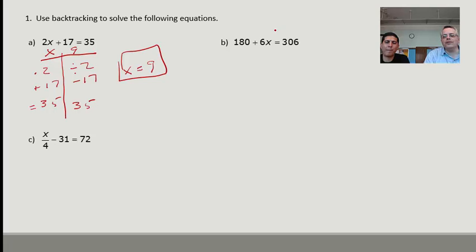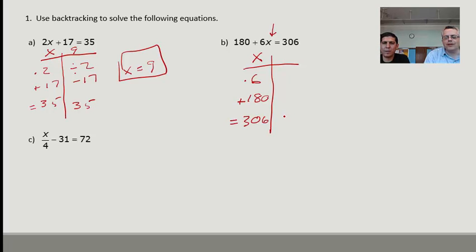All right, example number 2. This time the variable is over here, so we have to write this in terms of x. Always locate x. We're writing a sentence, and it starts with our number x. We're going to be multiplying by 6 and adding 180. We're supposed to end up with 306. So times 6 plus 180, and we're going to end up with 306.